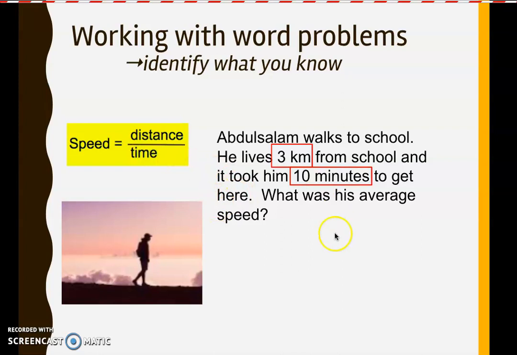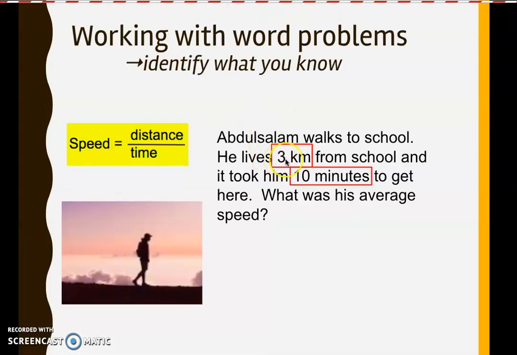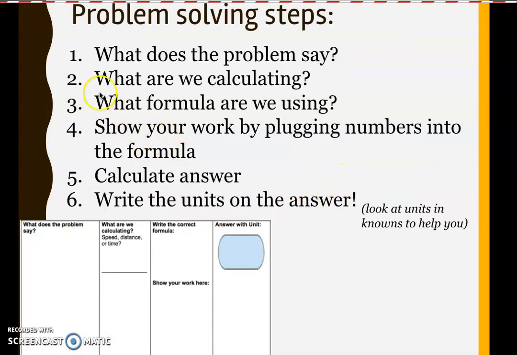It's the time. So when we're working with problems, we're going to use strategies to help us break them down and make them a little bit easier. The first one is figuring out, what does the problem say? So that's what I just did here. It's giving me a distance and it's giving me a time. Then we'll think about, what are we calculating? Am I calculating speed, distance, or time? What formula are we using?